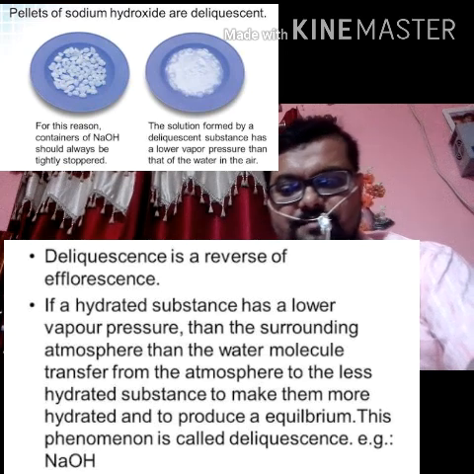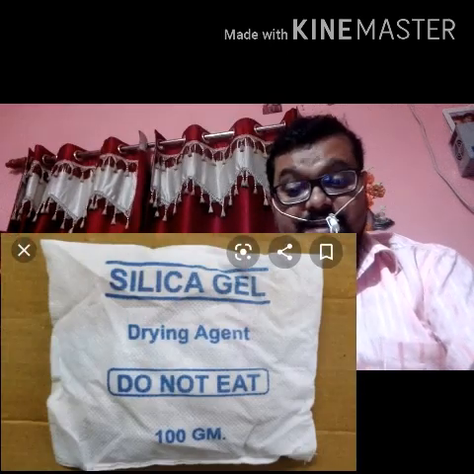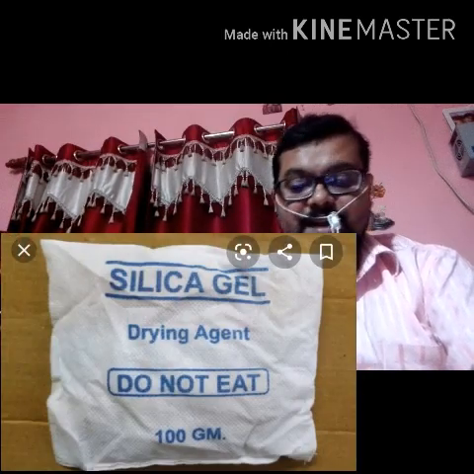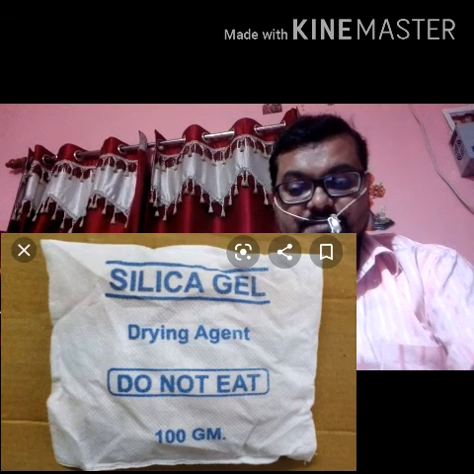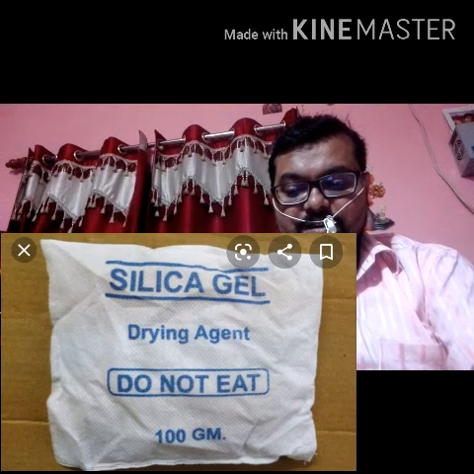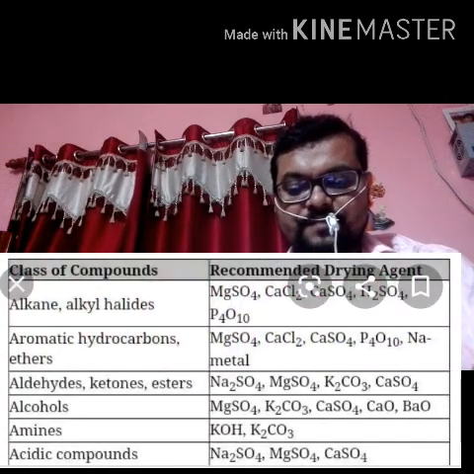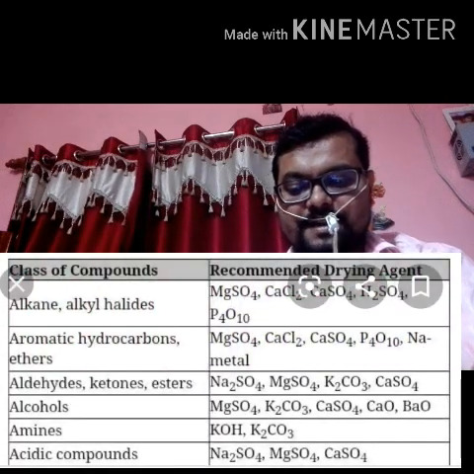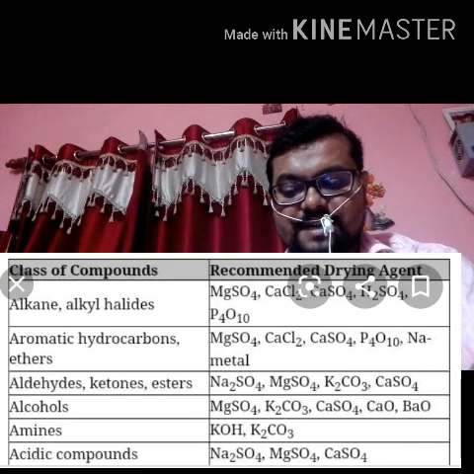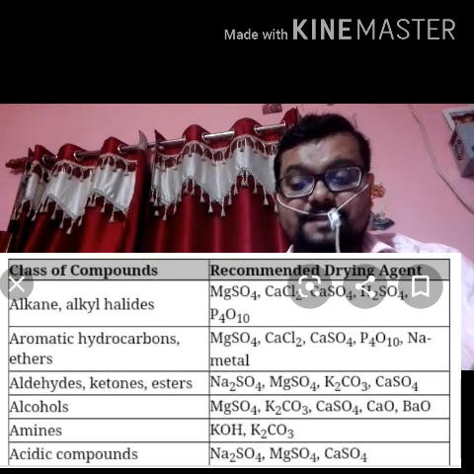Now another type is called a drying agent or desiccating agent. That is a substance which can remove moisture from other substances, like silica gel and quicklime. In the case of dehydrating substances, a substance which can remove water present in the structure of any compound or salt is called a dehydrating agent.